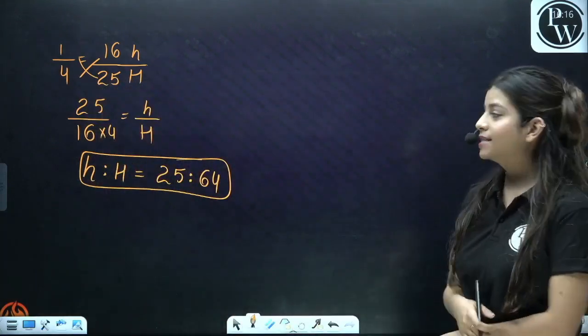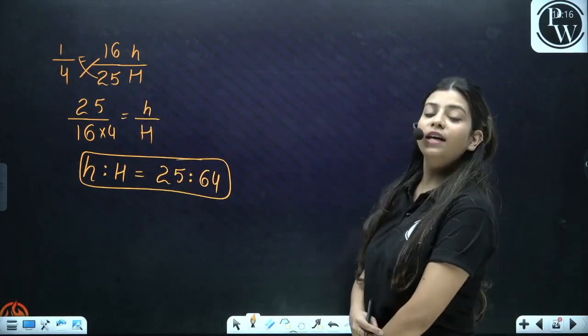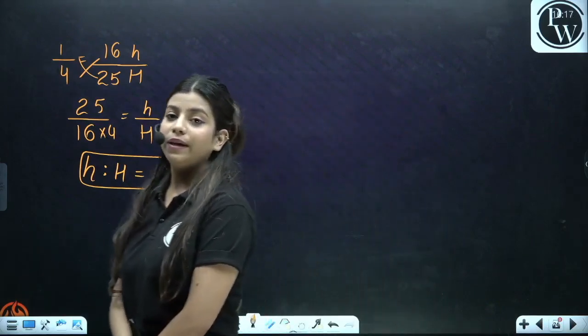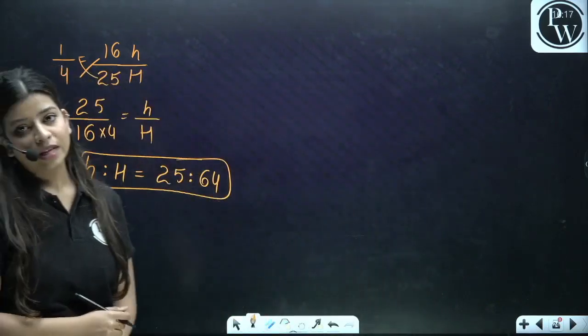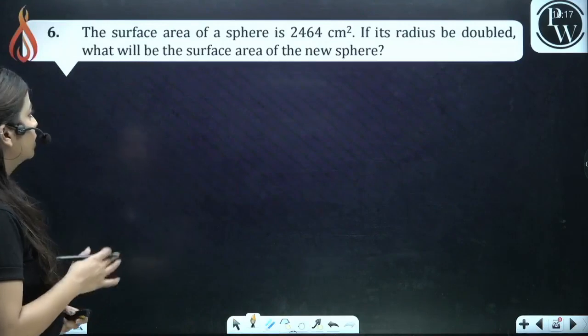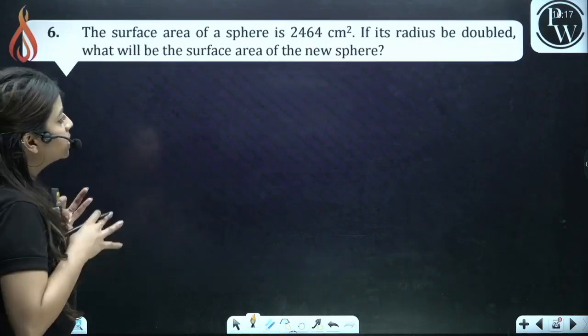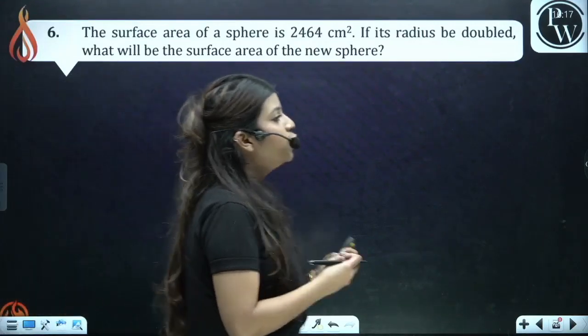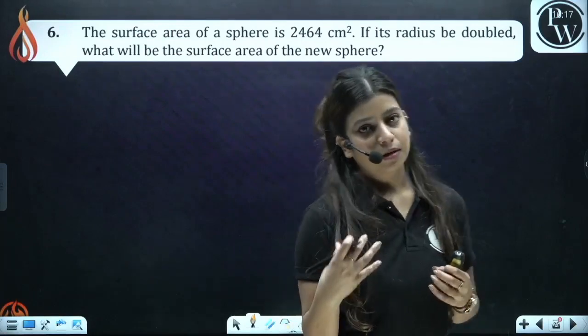I hope that this thing is clear again. So the ratio of the height of both those cones will be 25 is to 60. Let's move forward. What it is saying, the surface area of a sphere is 2464 centimeter square.